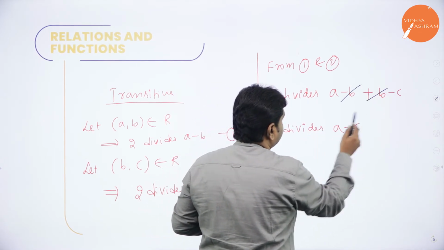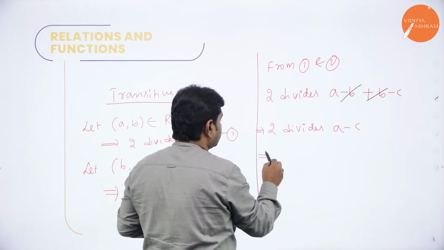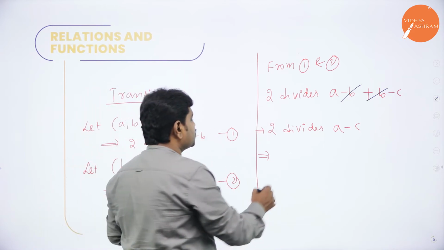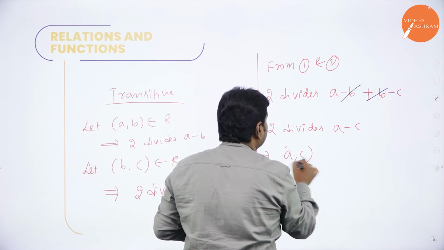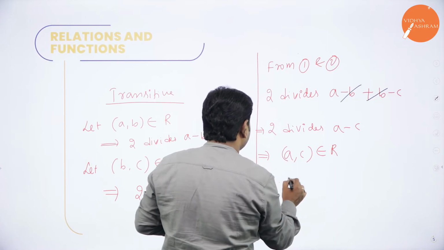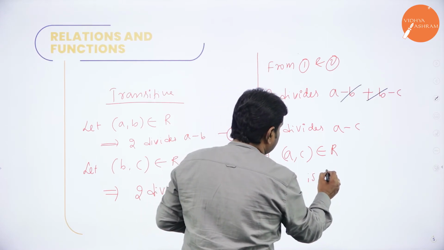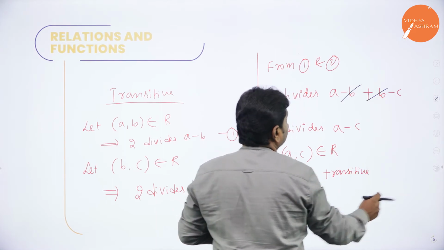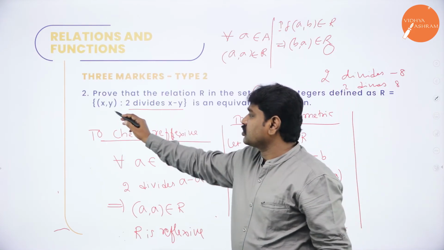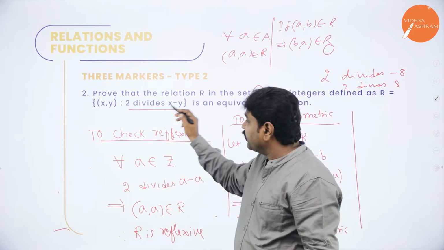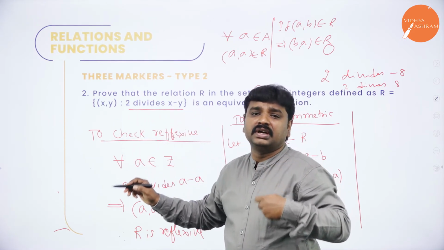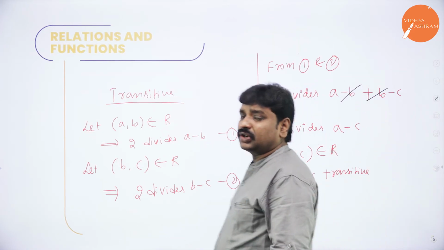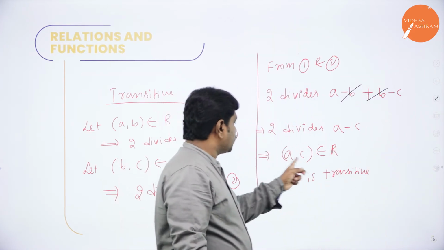A minus C. That implies, if 2 divides A minus C, what does it mean? 2 divides A minus C means A comma C belongs to what? R. Therefore, R is transitive. They clearly gave: if x,y belongs to R means 2 divides x minus y, or 2 divides x minus y means x,y belongs to R. Similarly, here 2 divides A minus C means A comma C belongs to R.